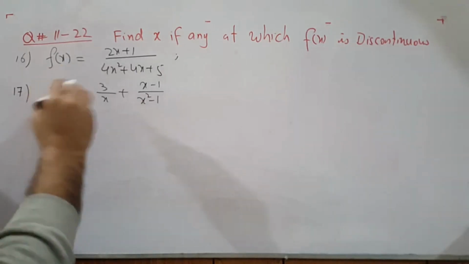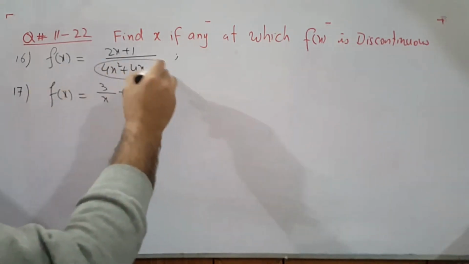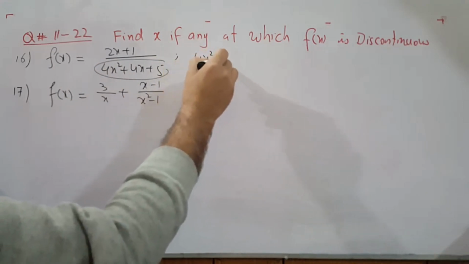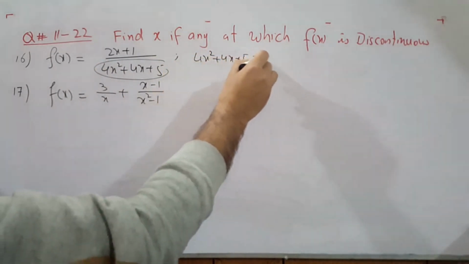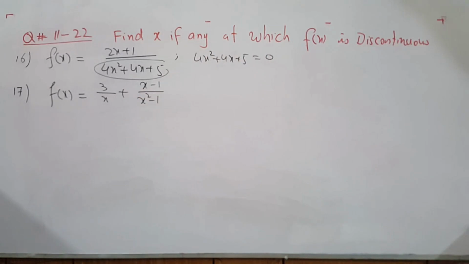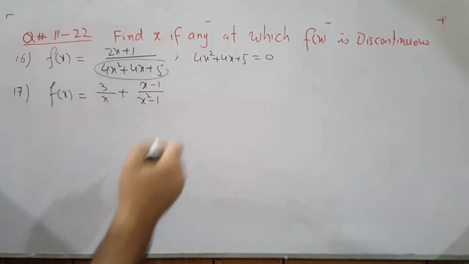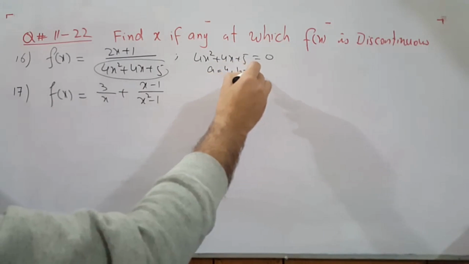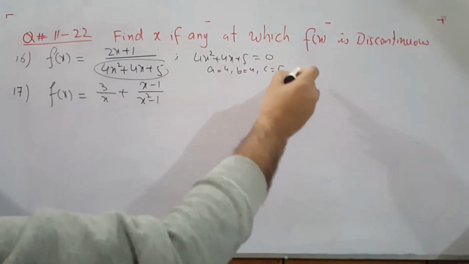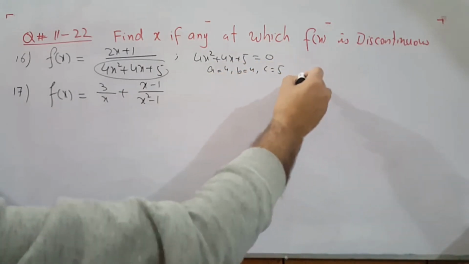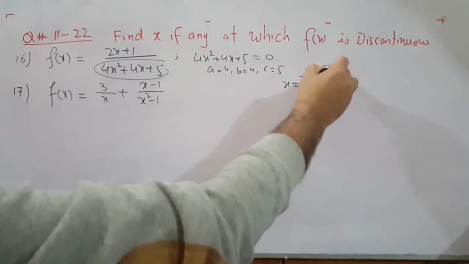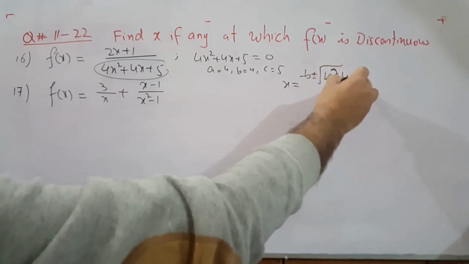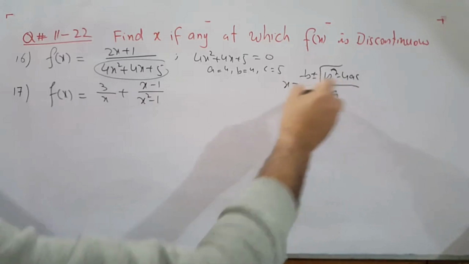Question number 16, as you can see, again, you have a denominator, x squared plus 4x plus 5 is equal to 0. Can we find an x? You can see that either you can factorize it or you have to use the quadratic formula. So if I use the quadratic formula, a is equal to 4, b is equal to 4, c is equal to 5. The quadratic formula says that minus b plus minus the square root of b squared minus 4ac, divided by 2a.